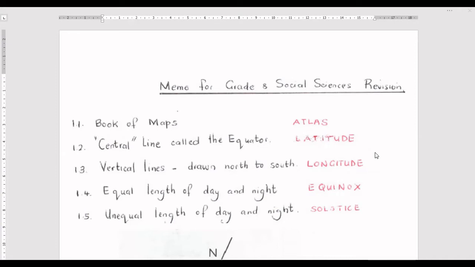Today I'll spend some time doing the memo for the revision worksheet that you were given on Friday. Please mark your work as we are moving along.